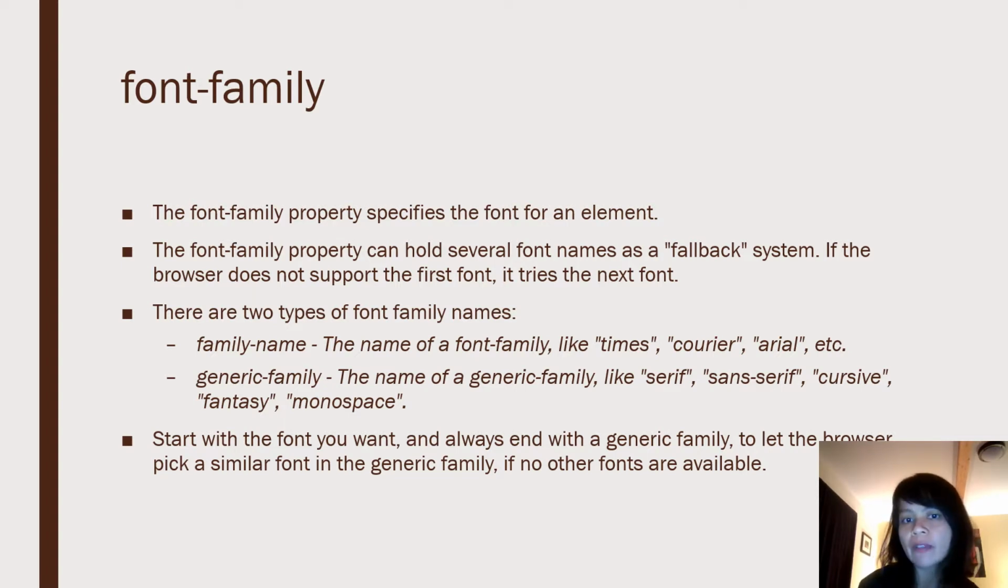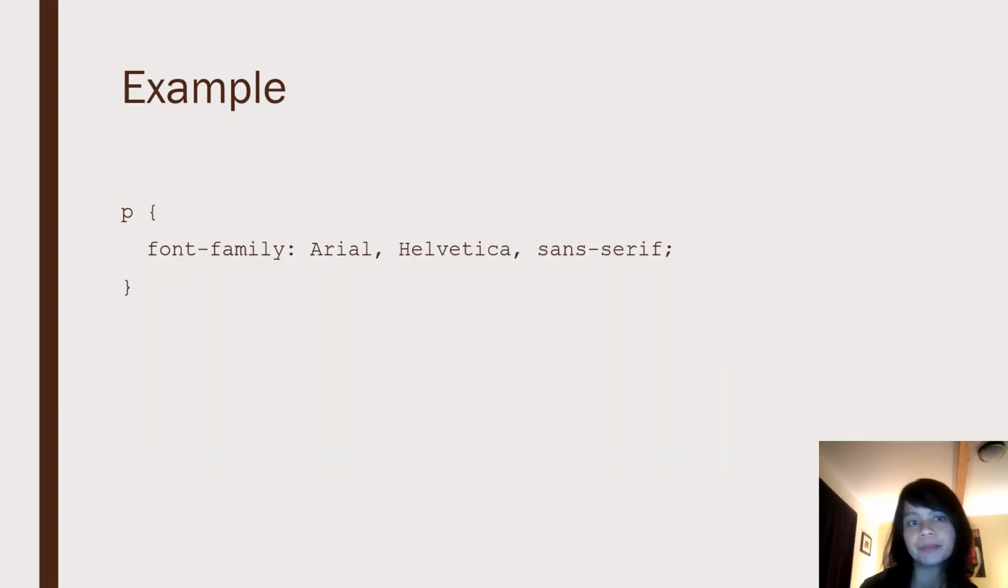There are two types of font family names. There's family name, the name of a font family like Times, Courier, Arial, or a generic family, so the name of a generic family like serif, sans serif, cursive, fantasy, monospace. So basically start with the font that you want and always end with a generic family to let the browser pick a similar font in the generic family if no other fonts are available.